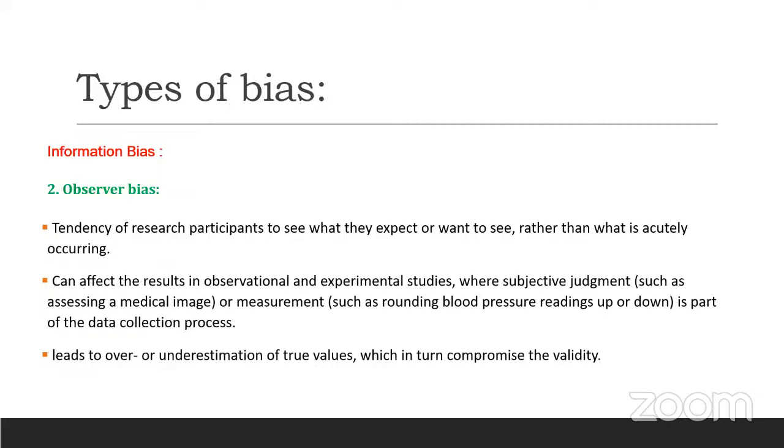The second type is observer bias. Observer bias is the tendency of research participants to see what they expect or want to see, rather than what is actually occurring. It can affect the results in observational or experimental studies, where subjective judgment, such as assessing a medical image, or measurements such as rounding blood pressure up or down, is part of the data collection process. It leads to over- or underestimation of true values, which in turn compromises the validity.